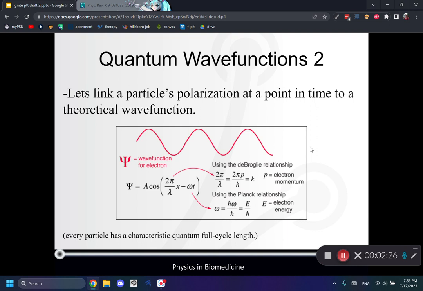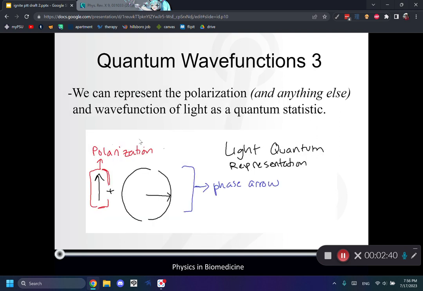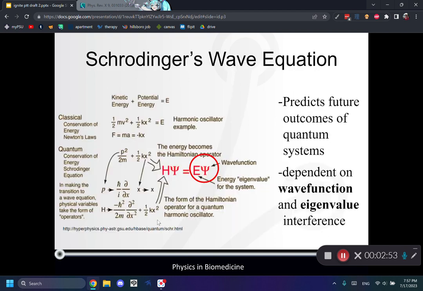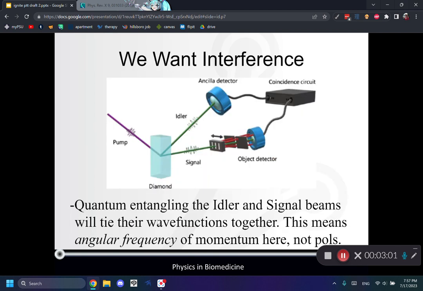So, we could describe a particle's polarization at any point in time and tie it to a theoretical wave function. This is basically saying the y-axis along this is the polarization, and the x-axis is time. So, we can write the polarization and anything else as a quantum statistic. Here we have the polarization arrow, and we have a phase arrow on the right. And this just helps us write different things. But we can represent anything, not just polarization. And this is Schrodinger's wave equation. It's used for electrons. But basically it says that the wave function is super, super important for determining things. And here, we want to quantum entangle the angular frequency of momentum here, not the polarization.